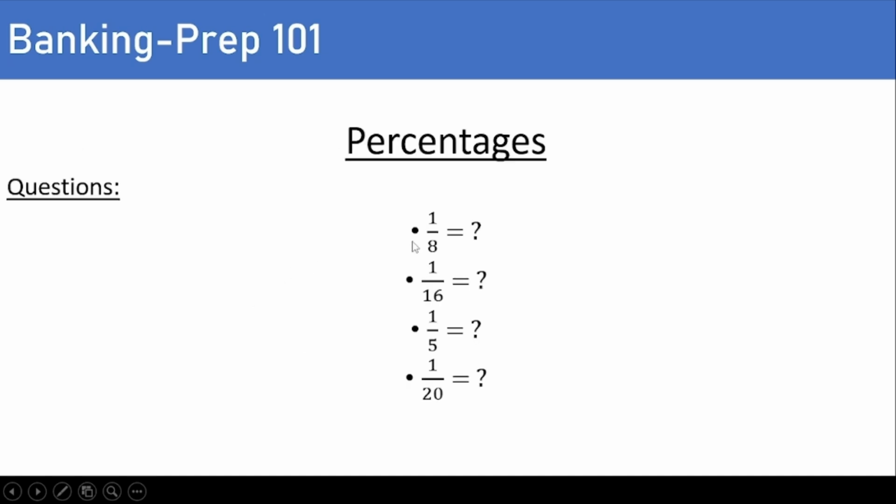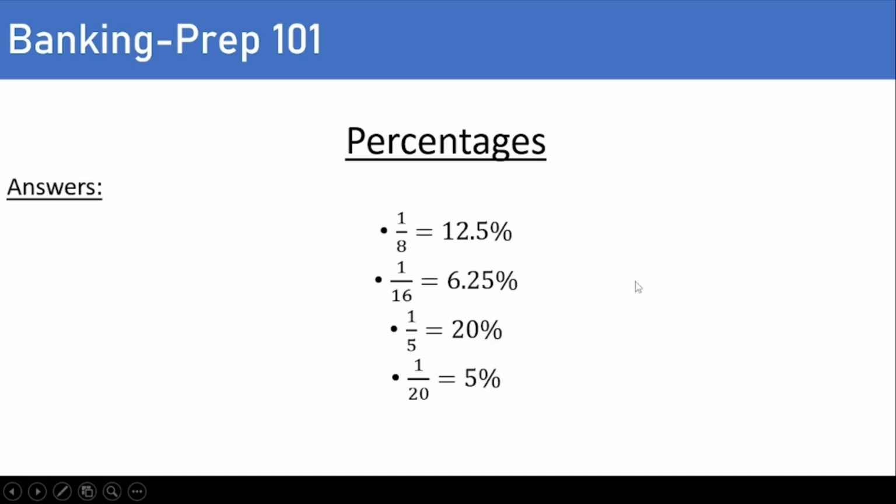Now let's test your speed. Pause the video and answer quickly. What is 1 by 8, 1 by 16, 1 by 5, 1 by 20? These are the answers. 1 by 8 is 12.5%, 1 by 16 is 6.25%, 1 by 5 is 20%, and 1 by 20 is 5%.